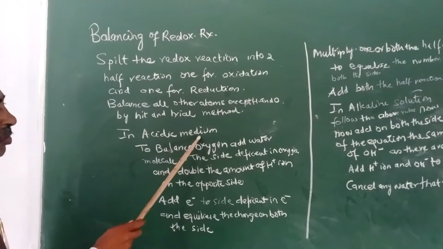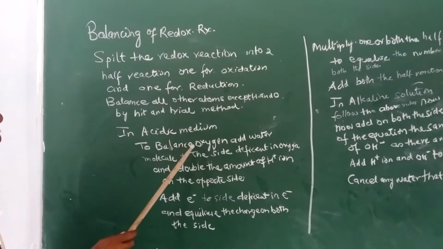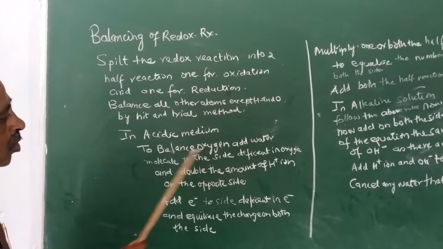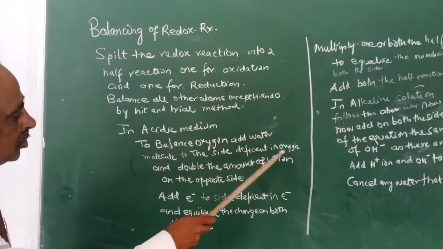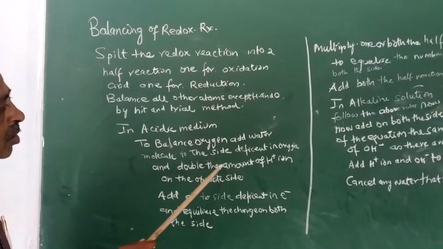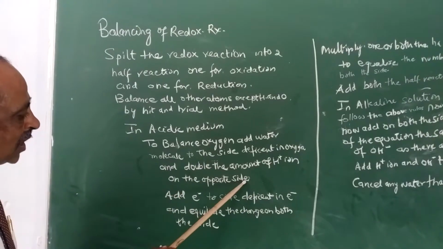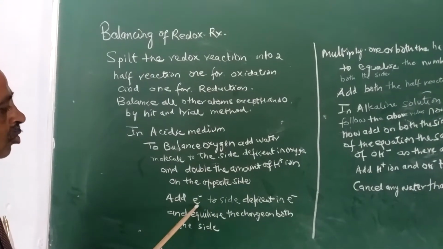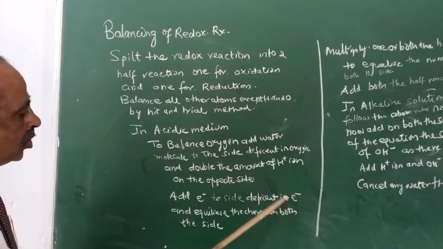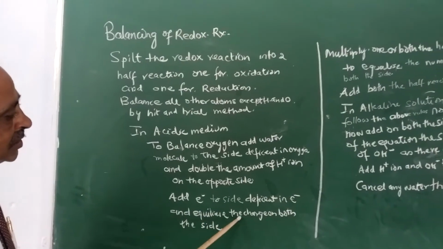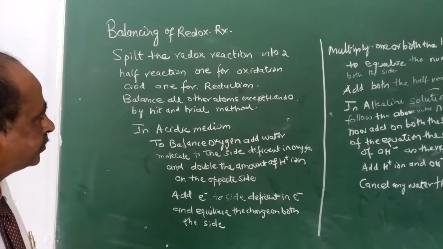In acidic solution, to balance oxygen, add water molecule to the side deficient in oxygen and double the amount of H plus ion on the opposite side. Add electron to the side deficient in electron and equalize the charge on both the sides.